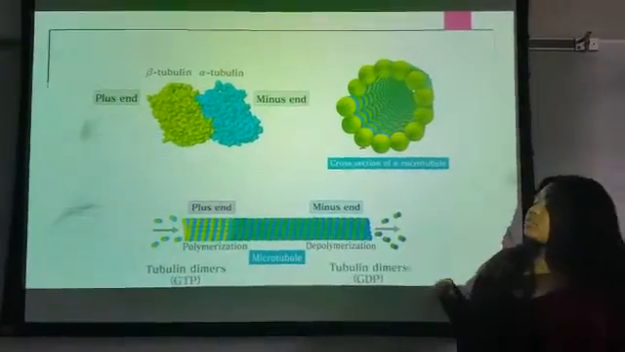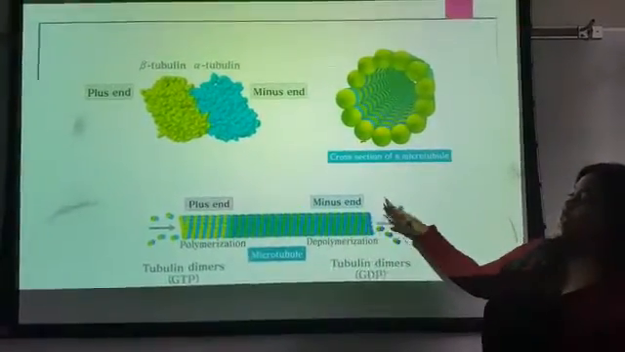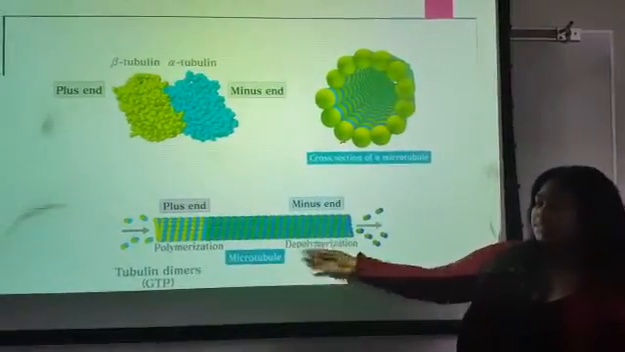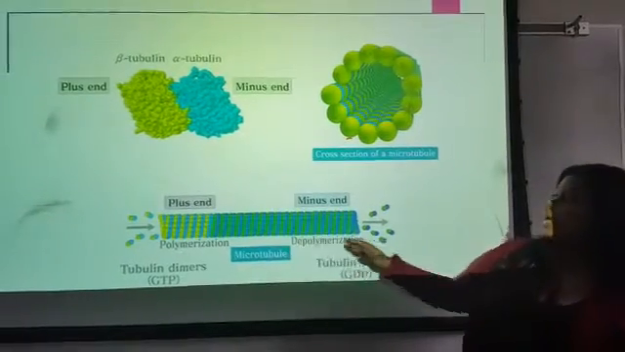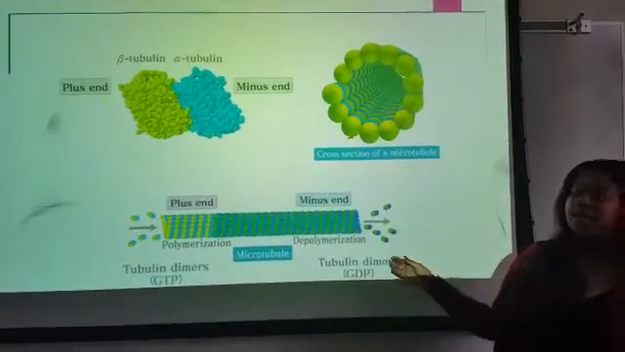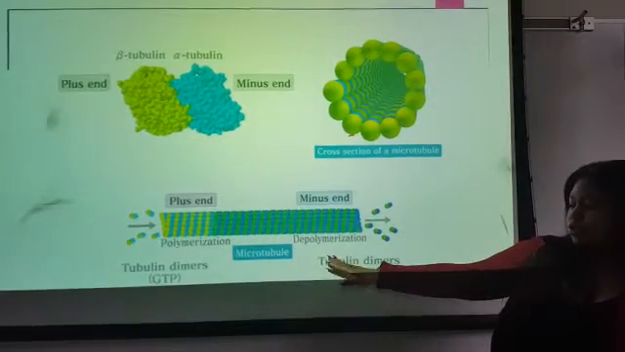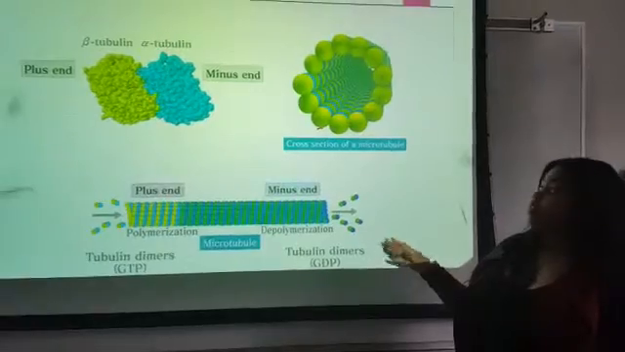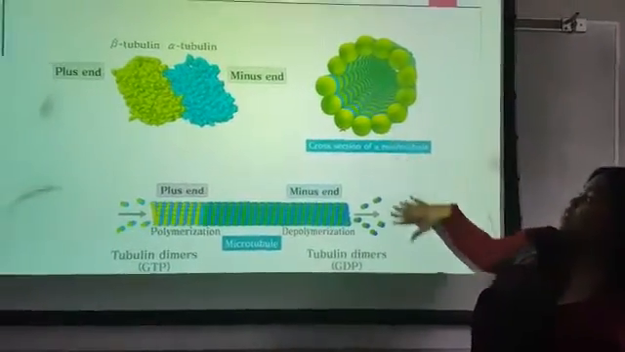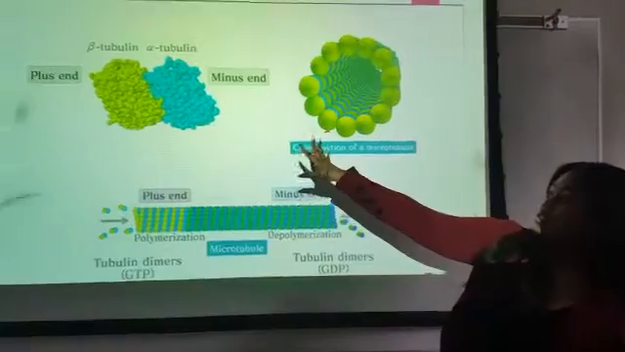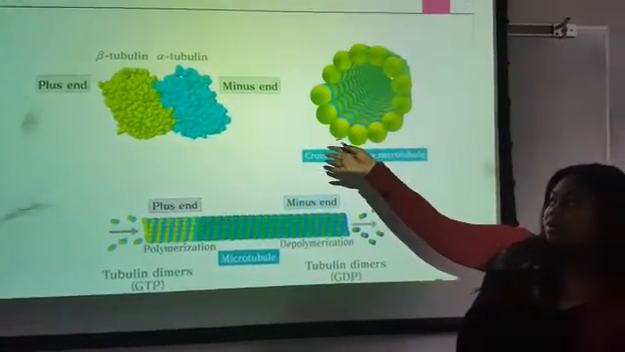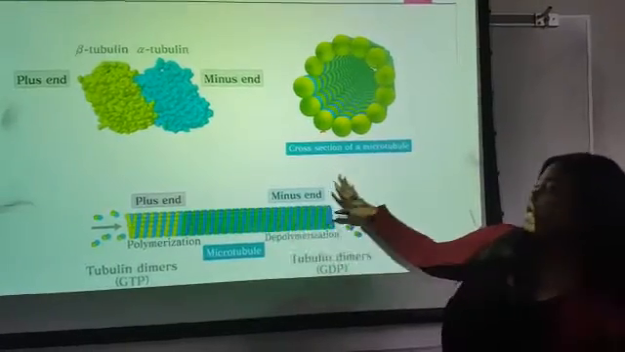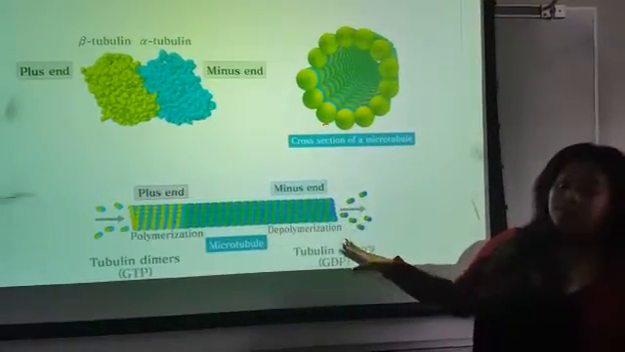In a microtubule, you have a plus and a minus end, where you can grow and shrink tubulins. Basically, the tubulins would grow from the plus end and it would shrink from the minus end. We will get to tubulin dimer GTP and tubulin dimer GDP later on in the video. This again is a cross section of a microtubule, and you can see the plus and minus of the beta and alpha tubulins. You will always find beta tubulin on the plus end and alpha tubulin on the minus end.